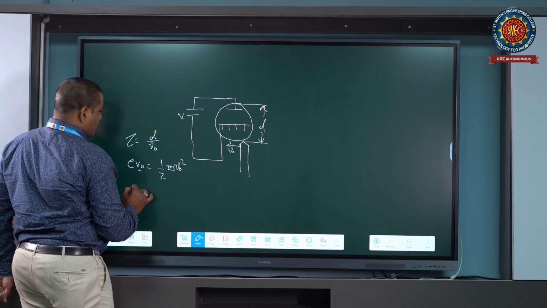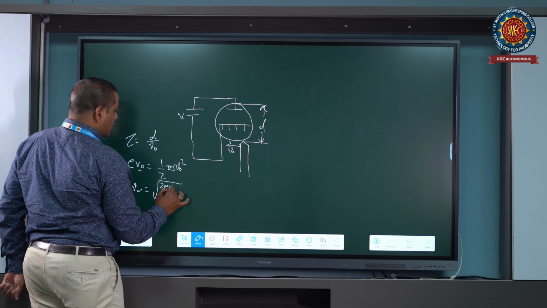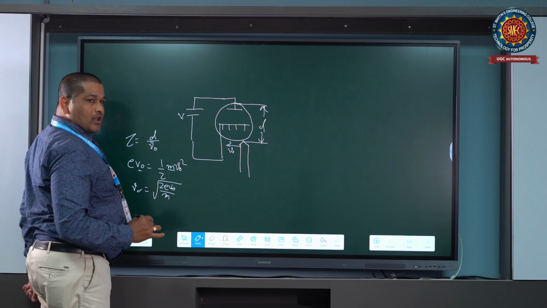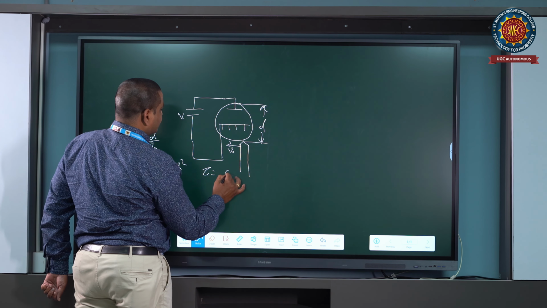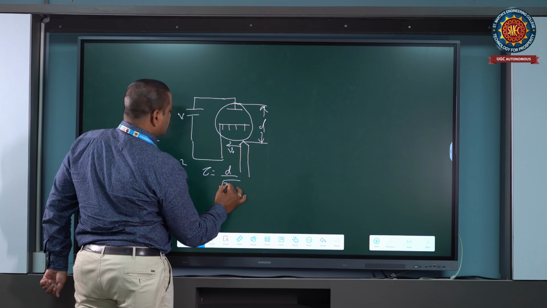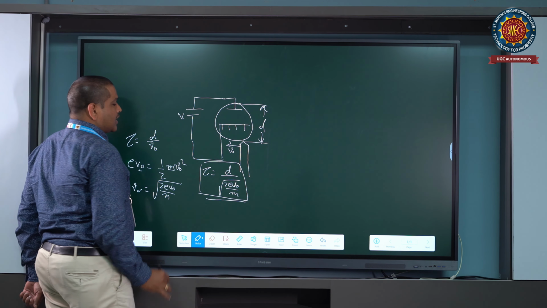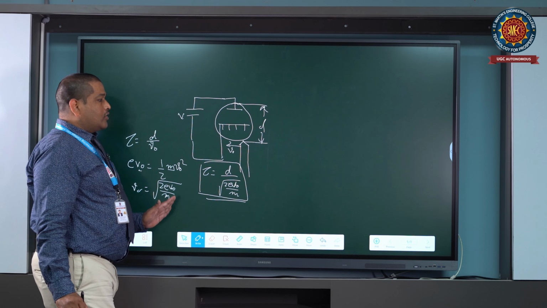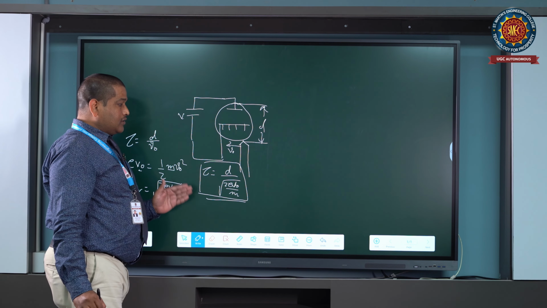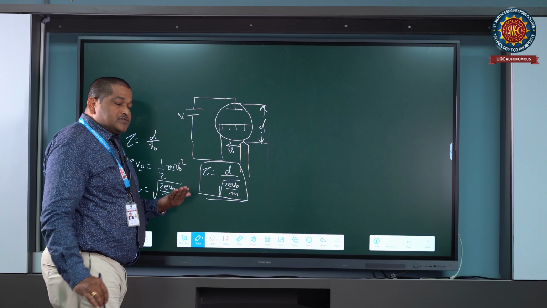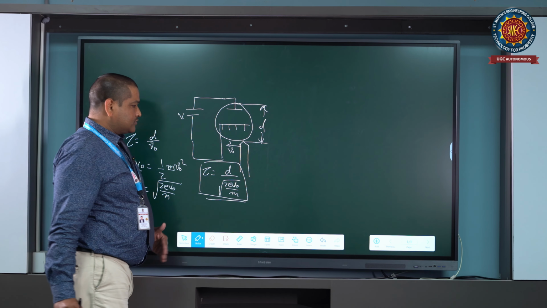From this formula we will calculate v naught, which is given by root over 2e v naught by m. Once this velocity is calculated and substituted in this formula, the transit time is given by d by root over 2e v naught by m. This is called the transit time. It should be as small as possible for any device, but at higher frequencies conventional tubes cannot hold this, they have a large transit time, and as a result conventional tubes fail to operate at higher frequencies.